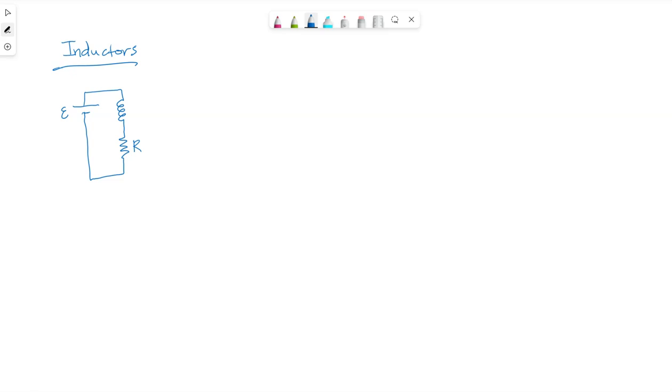As we close the switch to connect this circuit, we know normally if we just had a battery with a resistor, we know the current that would flow through the circuit, I, depends upon that battery voltage and the overall resistance in the circuit itself.